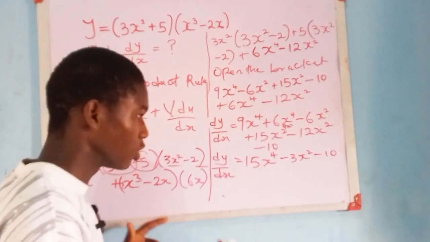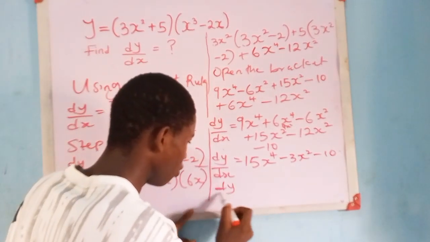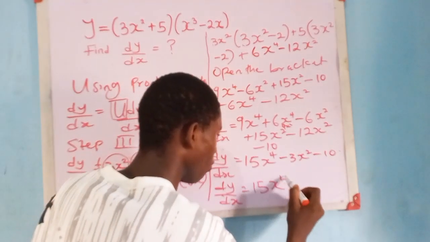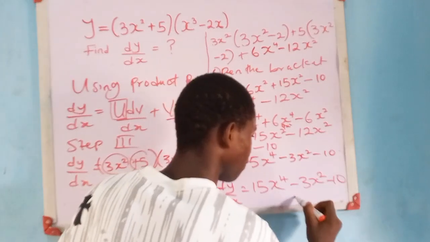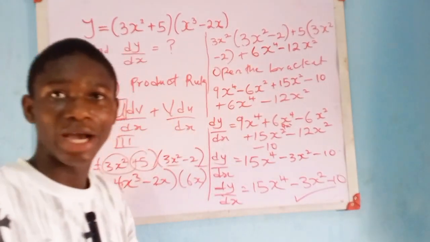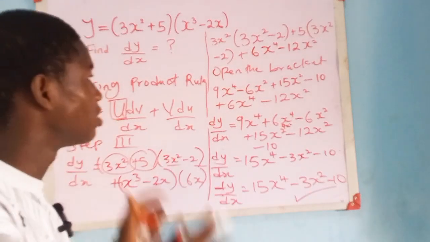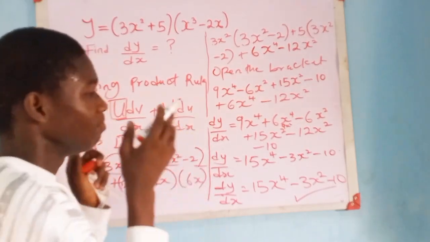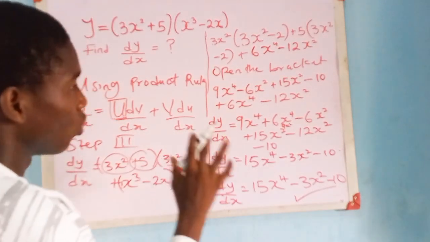So according to what? The rule of what? That's the product rule. We have what? Our dy over dx to be equal to what? 15x raised to the power of 4 minus 3x raised to the power of 2 minus 10. Now that's our what? Final answer. So finally, we have simplified this question using what? The product rule of differentiation. So whenever you see a question like this, this is the approach for it, and this is how to solve it and get the answer correctly.